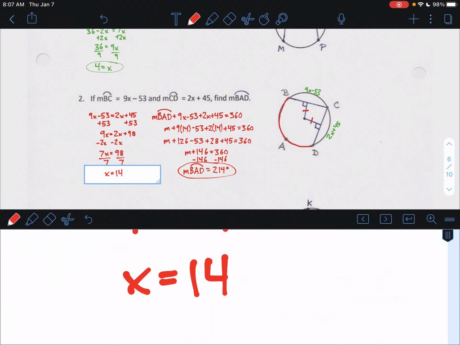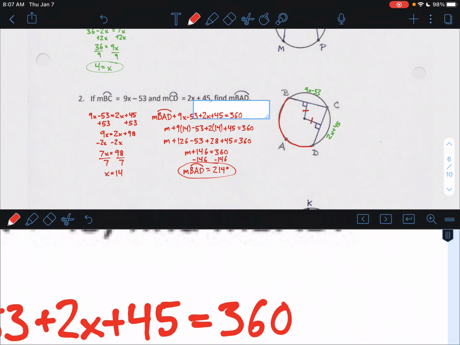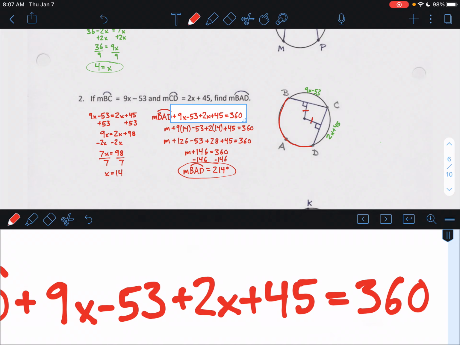So we just had to figure out what x was, and then add up all the arcs to equal 360, plug in x, and solve for whichever one was missing.